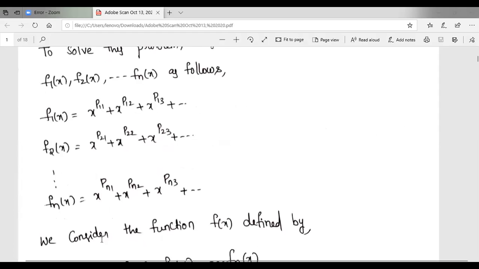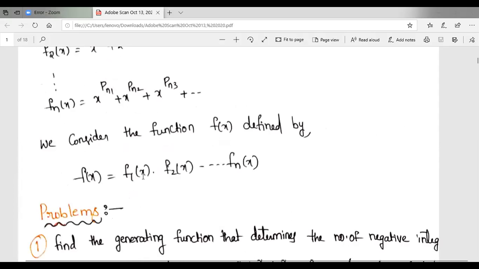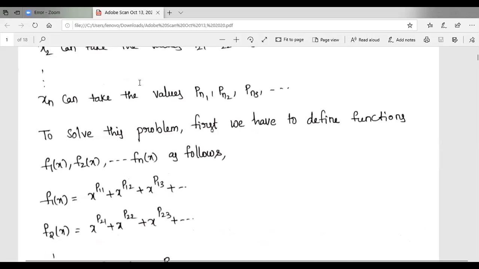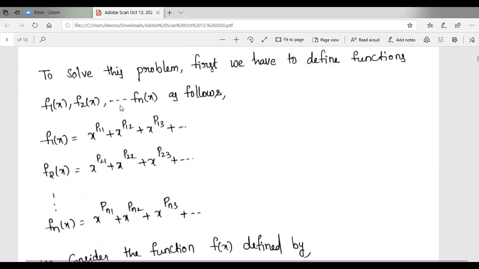So now we consider the generating function f(x) defined by f(x) = f1(x) × f2(x) × f3(x) × and so on × fn(x). So we get the generating function as the product of all these functions, where we define the functions based on the given constraints. This is called the counting technique.